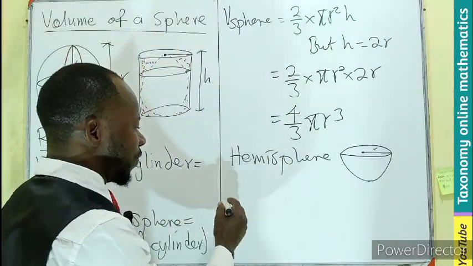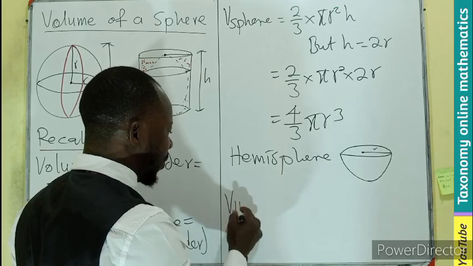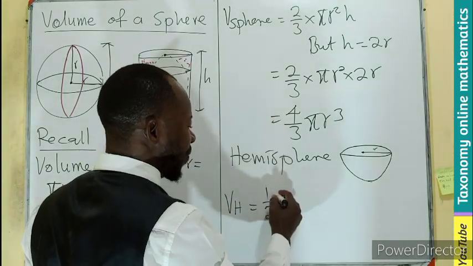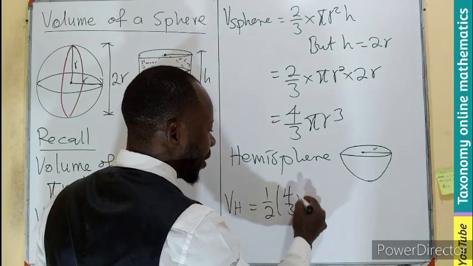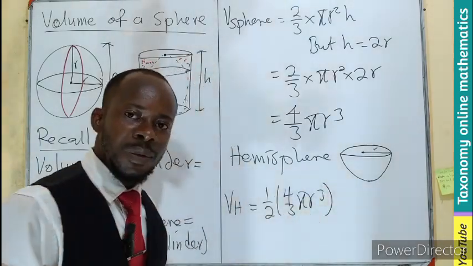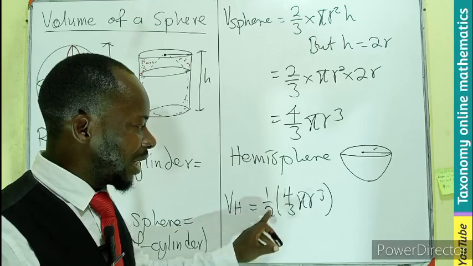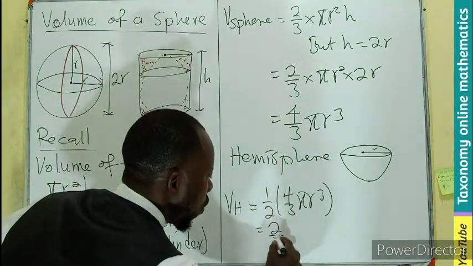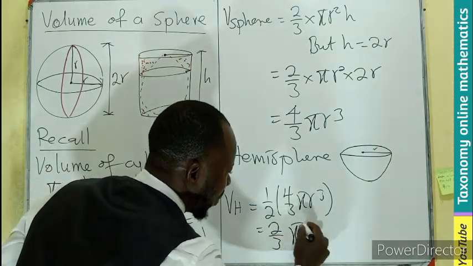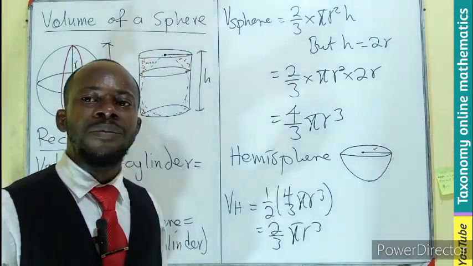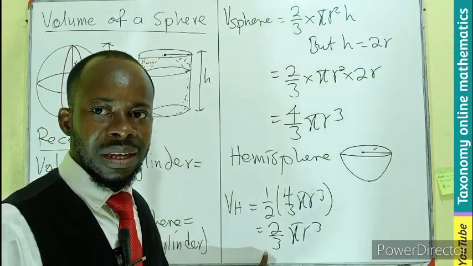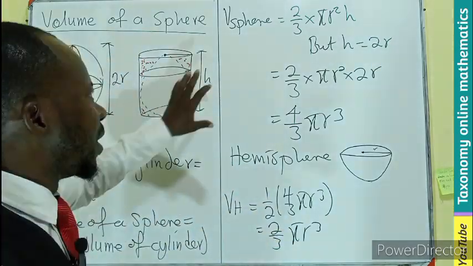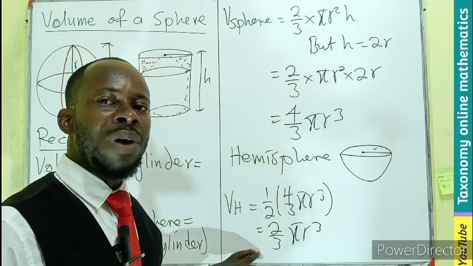Therefore, the volume of a hemisphere, let me use H, is going to be half of what we have here as 4/3 pi r cubed. This 2 is the denominator, this is the numerator, so it cancels to give us 2/3 pi r cubed. That becomes the volume of a hemisphere. I guess the concept is well explained: how we derive the volume of a sphere and that of a hemisphere.